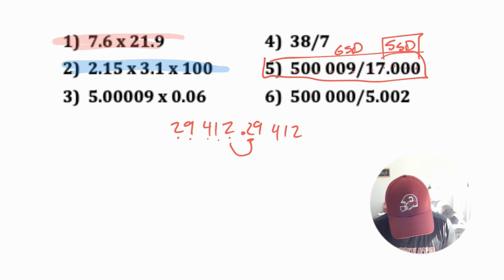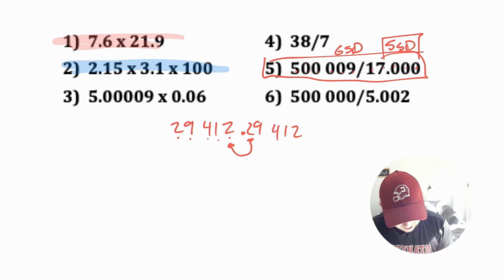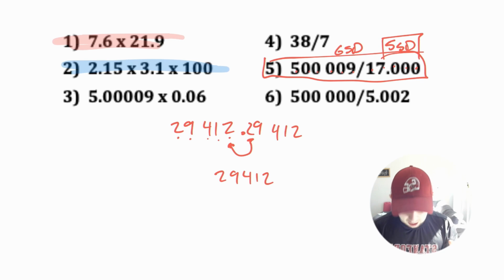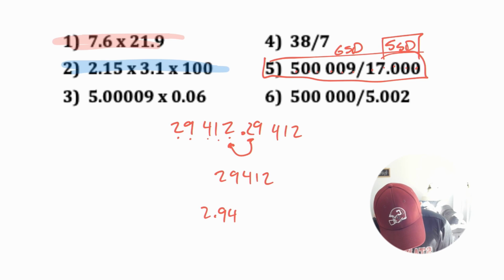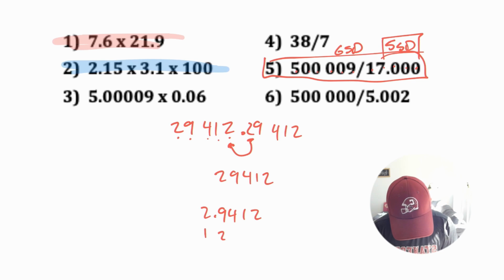This number here is going to tell me that I'm going to stay rounded down. All right, that 2 there. And so I could write this in 2 ways. I could write this as 29,412. Done. There's my answer, 29,412. Or I could write this as 2.9412. Remember, this is still 5 significant digits. So 1, 2, 3, 4, 5 significant digits.